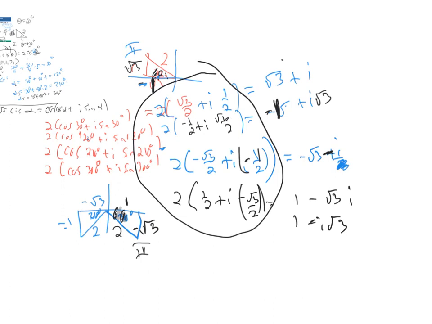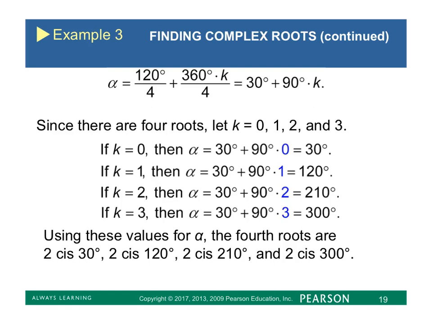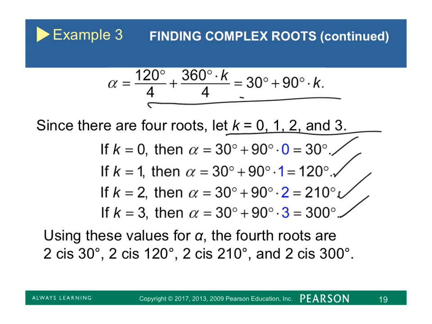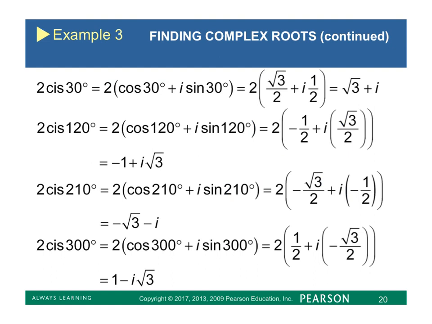Let's check the king, the author. There's my alpha formula using 4Ks: 30, 120, 210, 300. He wrote them in trigonometric form, abbreviated. Looks good. There's all of his work.